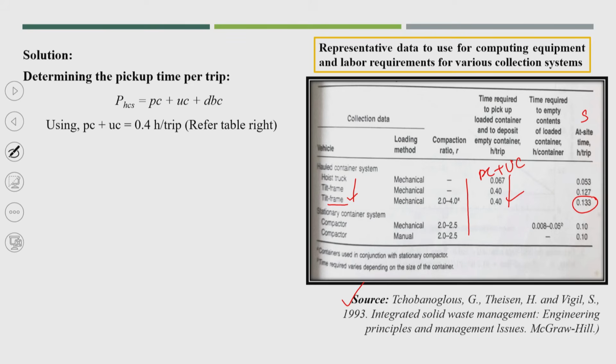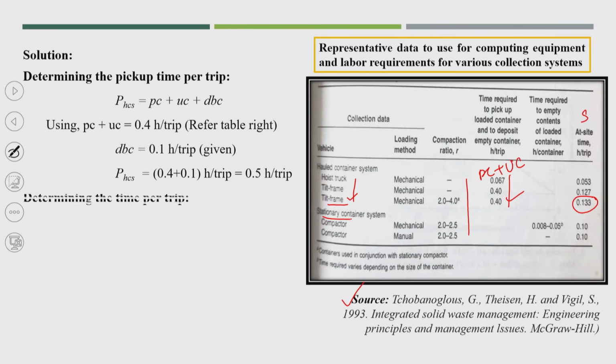Okay. Suppose in the exam this table will not be given, but the values will be given, or otherwise this table will be given. You have to find the values based on what kind of vehicle and what kind of collection system, whether it is a haul container system or a stationary container system, because this table is given for the stationary container system also. Now, this DBC is given, that is 6 minutes, that we converted into hours, 0.1 hour per trip. Now, we calculate PHCS as the sum of PC plus UC plus DBC, 0.5 hour per trip.